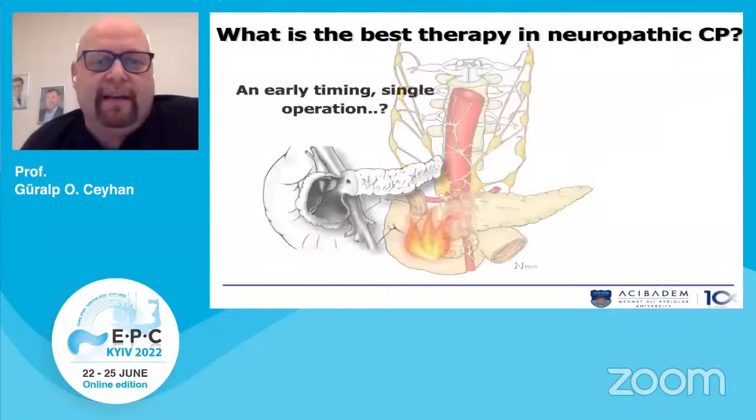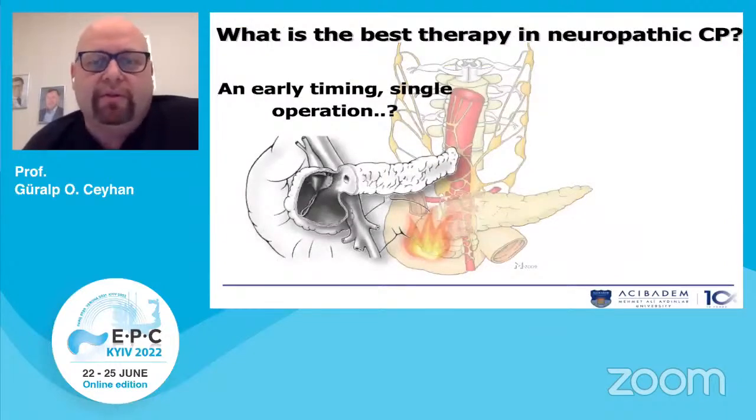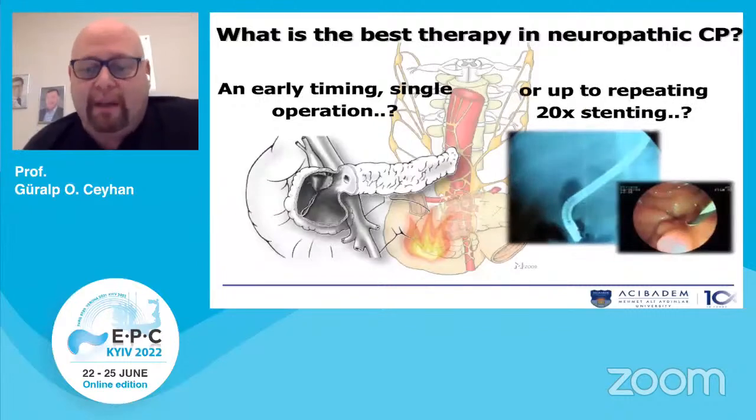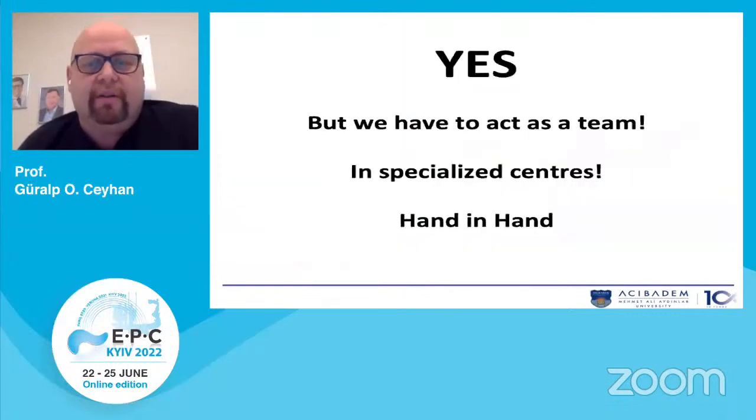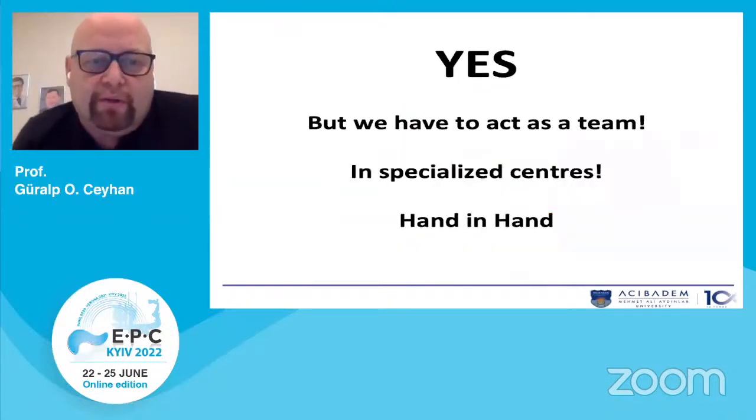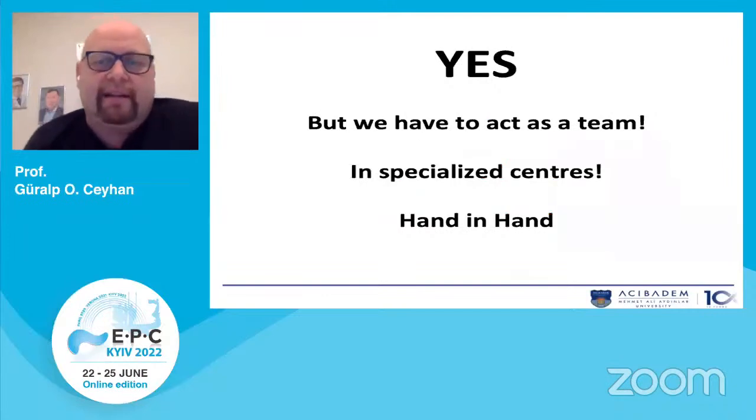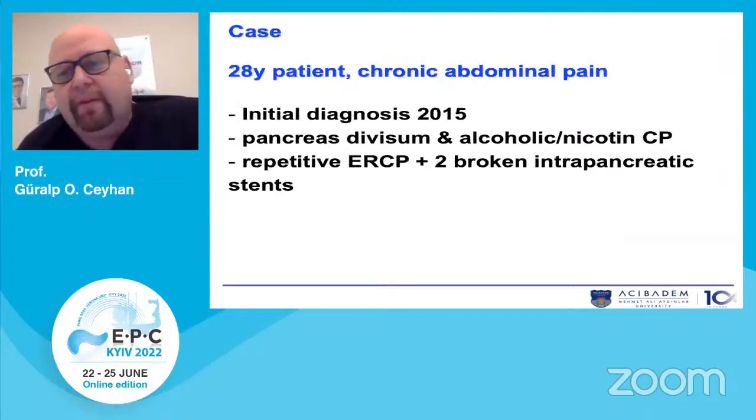Now, remember all of this, also the nerve situation and all the central and local changes. Then it's clear what is more important: an early single operation, or up to 10 stentings. I think the question should be clear, because randomized controlled trials proved it. So yes, I think surgery is superior, but we have to act as a team in specialized centers, hand in hand, because we have to avoid this.